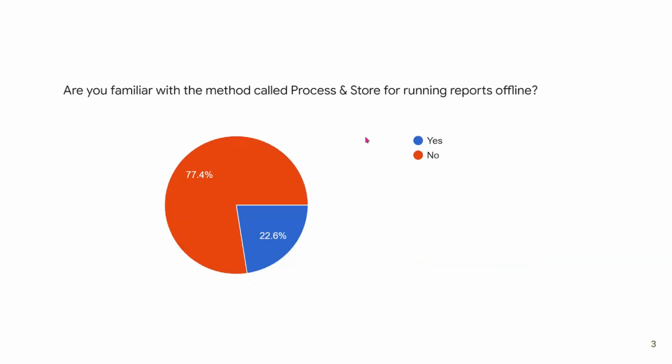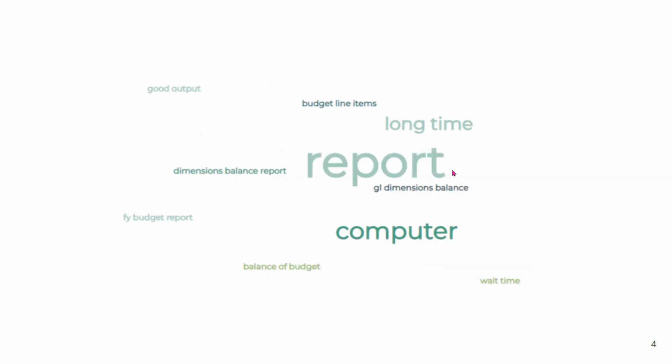Are we familiar with a method called process and store for running reports offline? Vast majority said no. And that leads us to the last part, this little word cloud of, I asked, what's the most challenging thing you have when you're accessing a report? And long time, wait time, stuff like that was the most common answer, which ties back to this process and store.